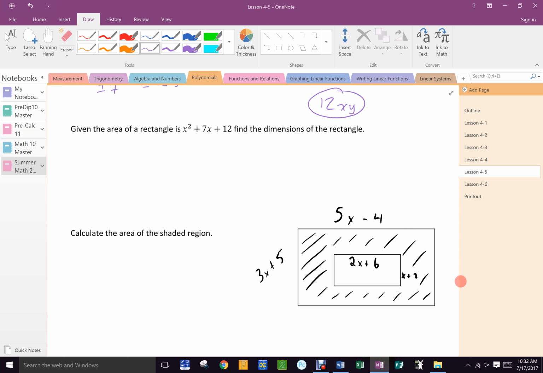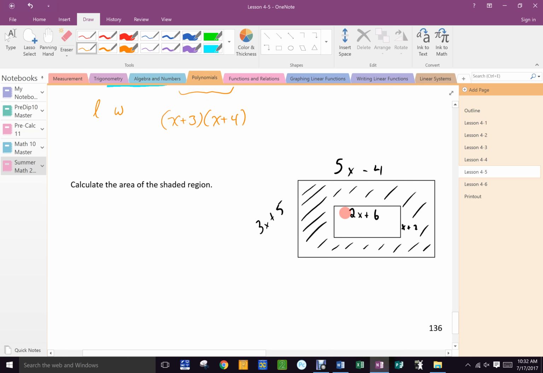I forgot to add. If that's the area of the rectangle, then I must need the length and the width, yes? I must need the two things that will multiply to that, yes? And length and width then are factors, aren't they? So I must need to factor that. And it is, of course, x plus 3 and x plus 4. One of them is the length, one of them is the width.